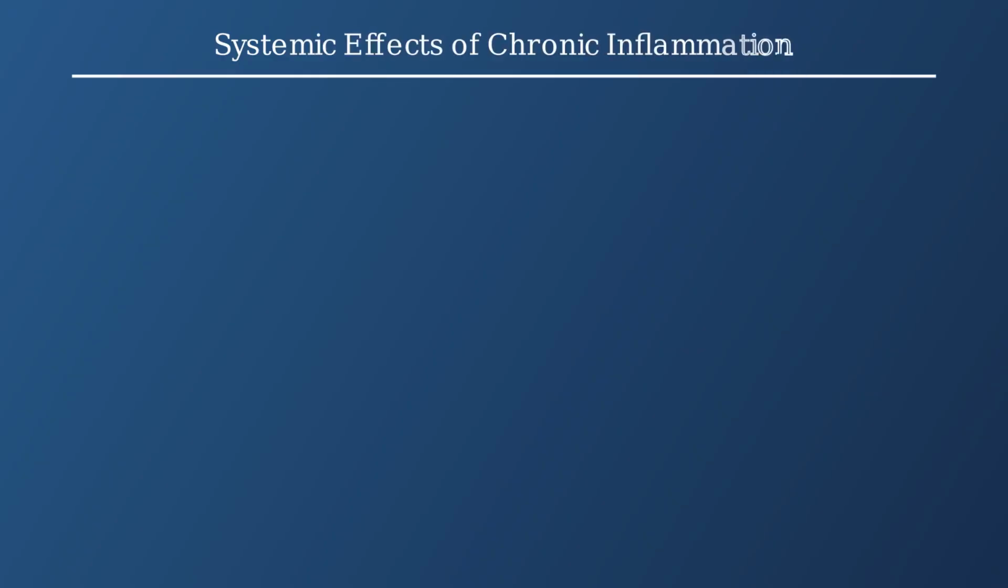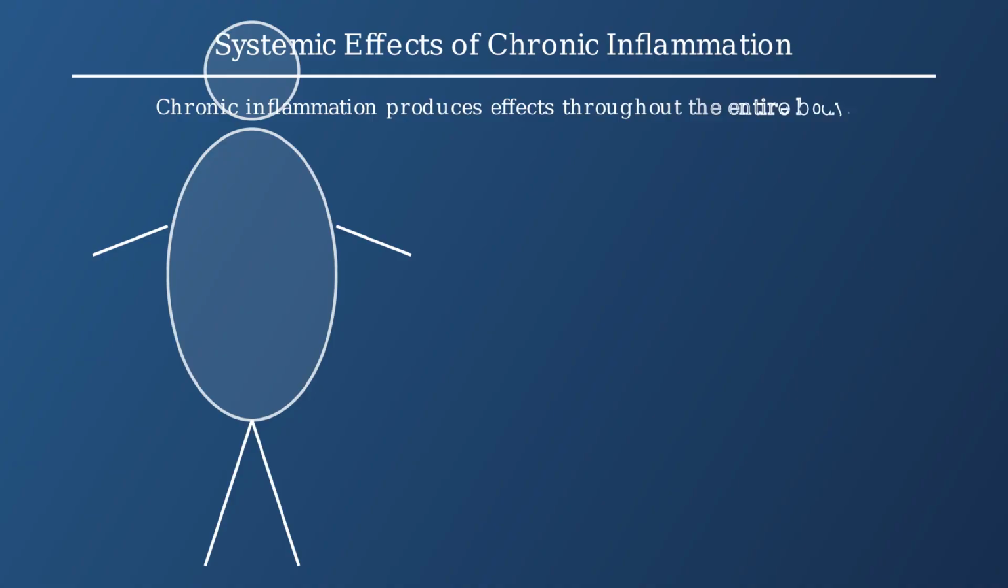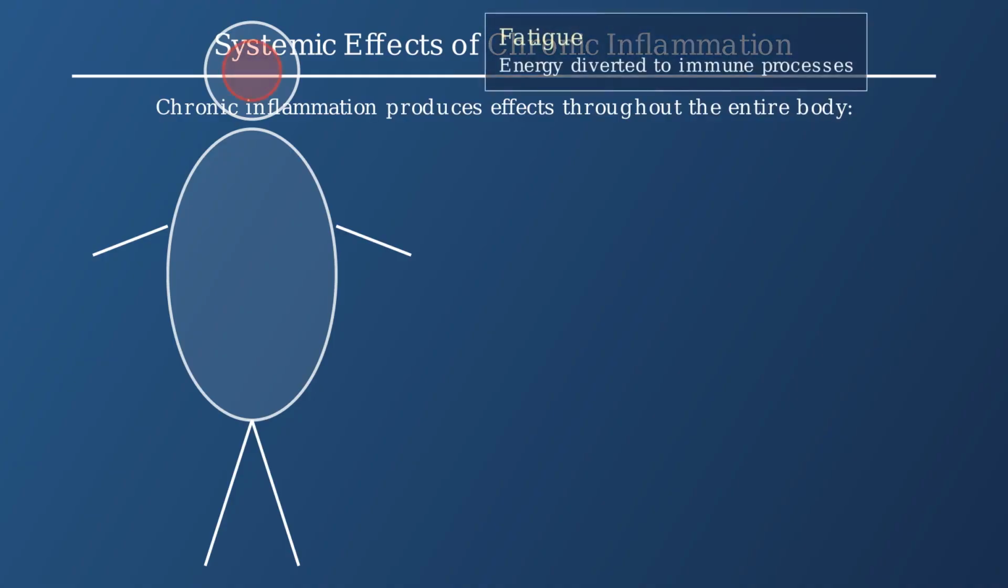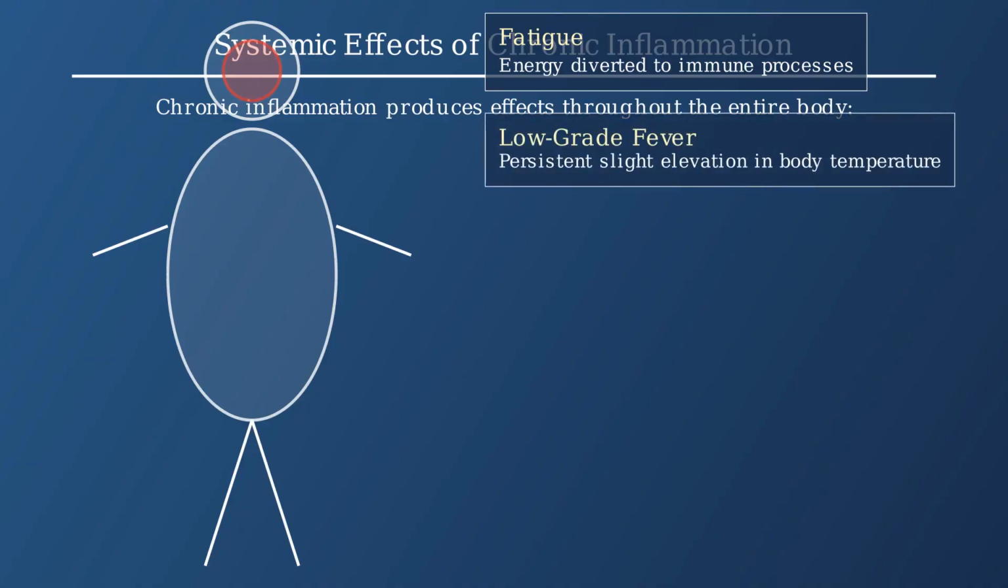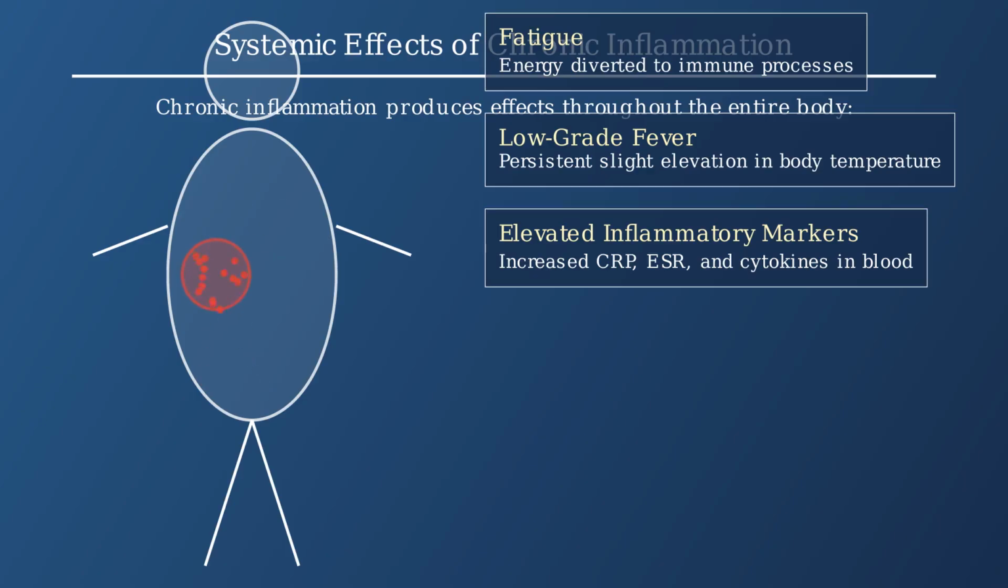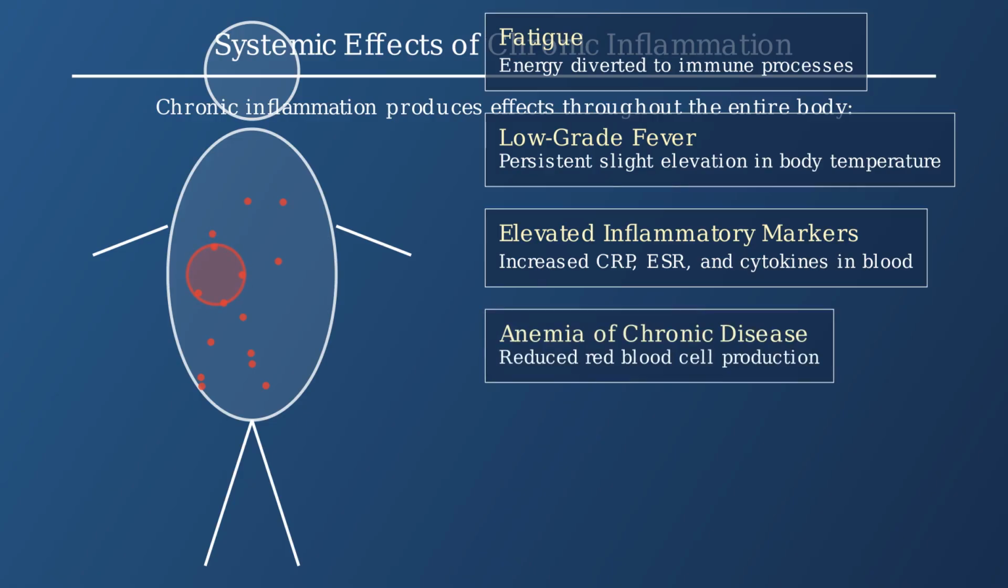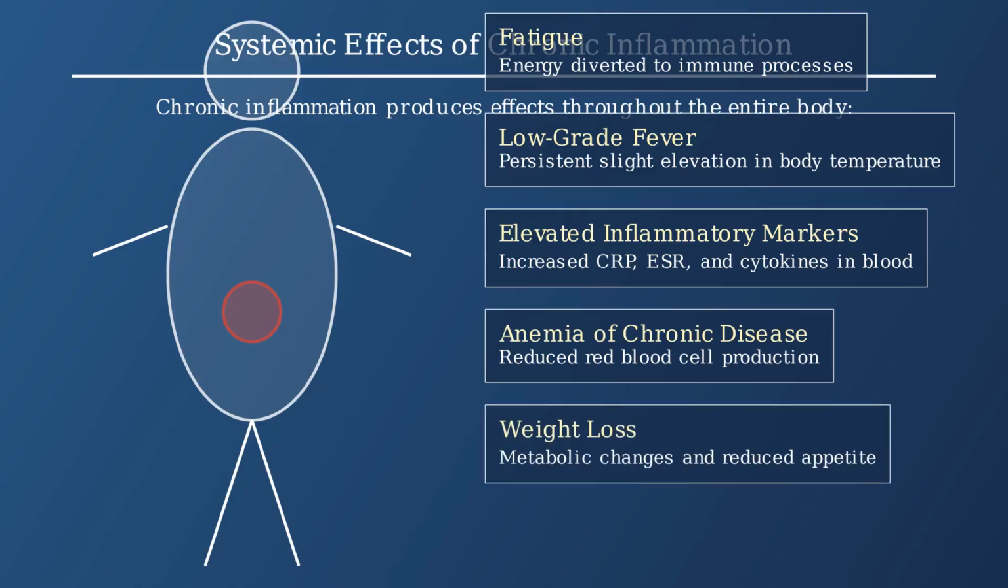Chronic inflammation doesn't just affect local tissues, it produces systemic effects throughout the body. Fatigue results when energy is diverted from normal bodily functions to fuel ongoing immune processes. Low-grade fever is common as inflammatory cytokines reset the body's temperature regulation. Blood tests reveal elevated inflammatory markers, such as C-reactive protein, erythrocyte sedimentation rate, and pro-inflammatory cytokines. Anemia of chronic disease develops as inflammation interferes with iron metabolism and suppresses red blood cell production. Weight loss occurs due to metabolic changes and reduced appetite, particularly in severe chronic inflammation.